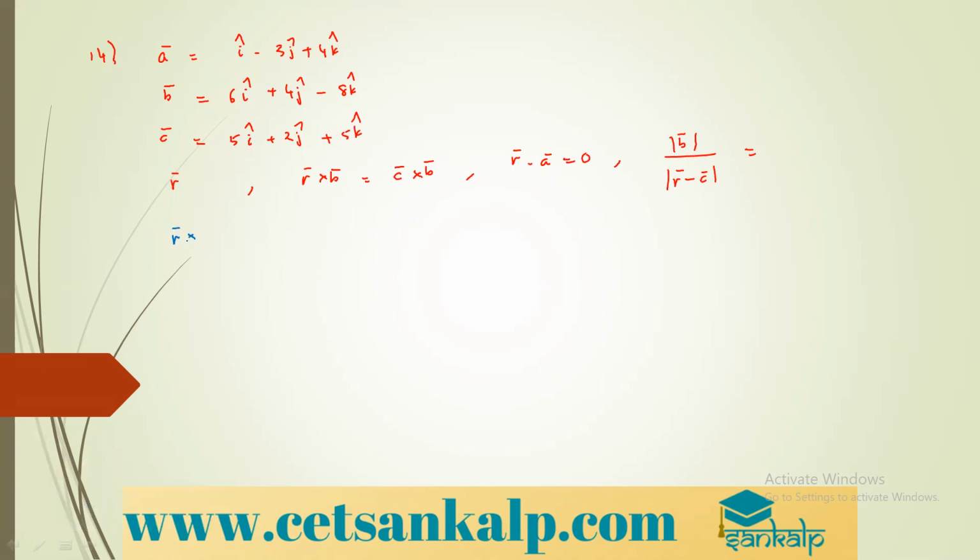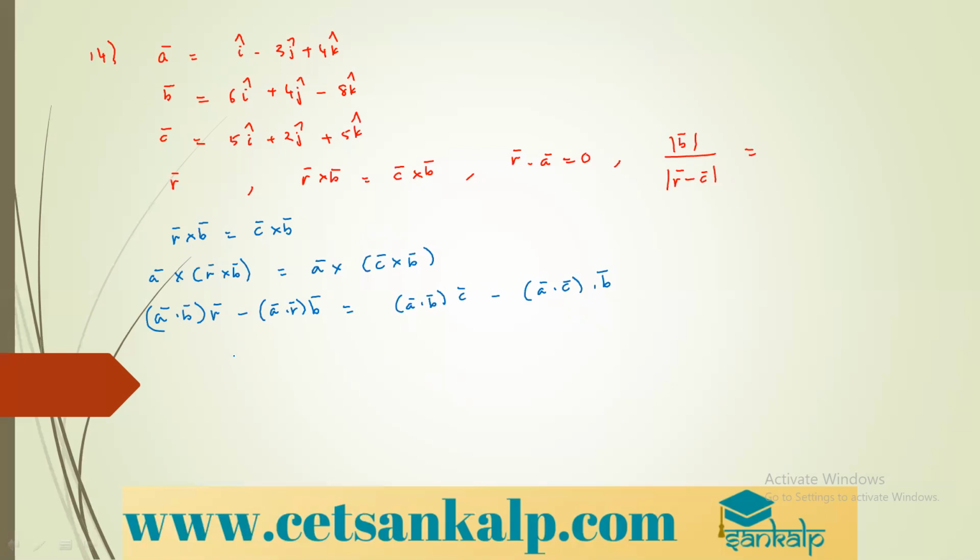So because we are given R cross B is equal to C cross B, I can write A cross R cross B will be equal to A cross C cross B. Or according to the vector triple product, A dot B into R minus A dot R into B will be equal to A dot B into C minus A dot C into B. So I can write A dot B into R, A dot R into B, A dot B into C, A dot C into B.